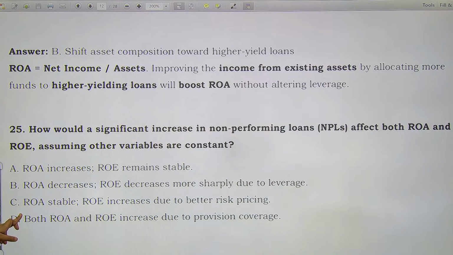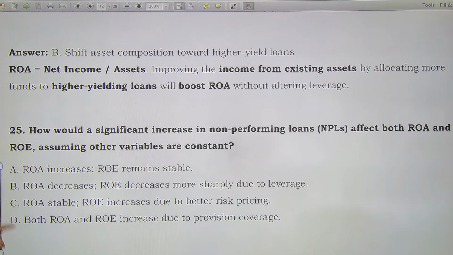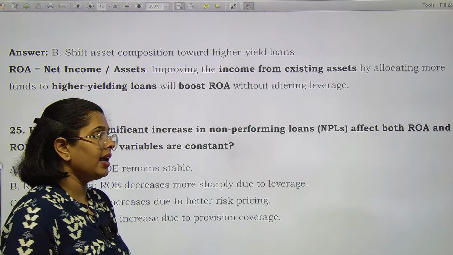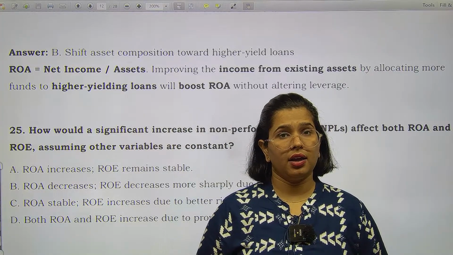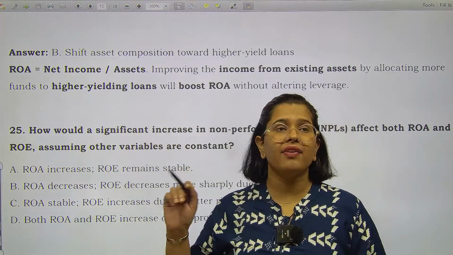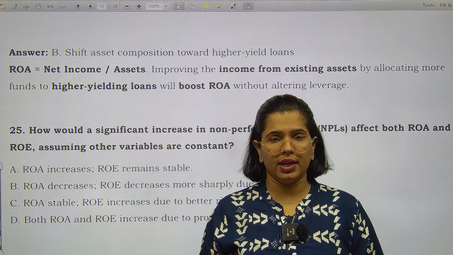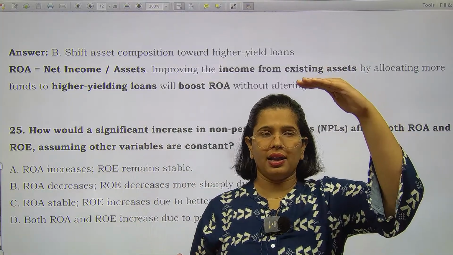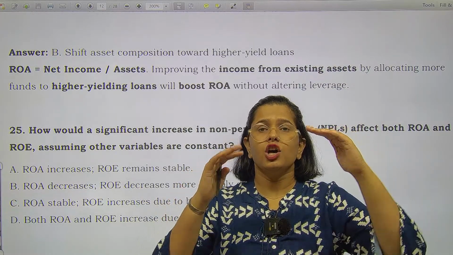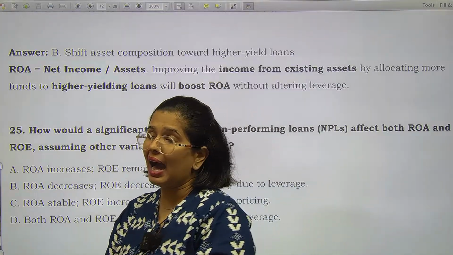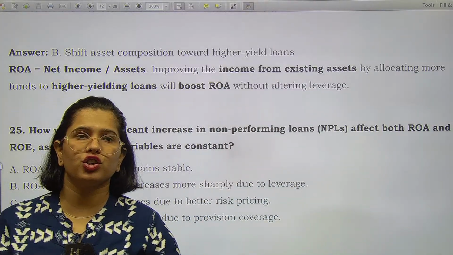other variables are constant? See, आपका assets पे जो return है वो तो कम हो जाएगा because your assets have become non-performing and at the same time ROE ज़्यादा decrease होगा because of leverage, right? Why? Because see, leverage means if you are using the debt kind of funding and your assets have started not giving you the income or they have become bad, so your income has decreased but your expenses remain at the same level, right? So yes, the ROA would be impacted, but ROE would have much larger impact.